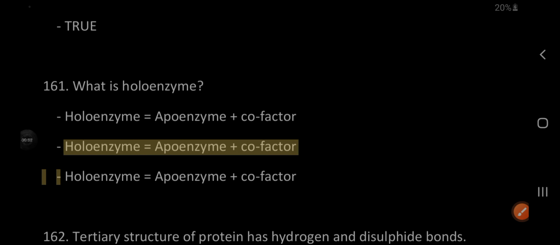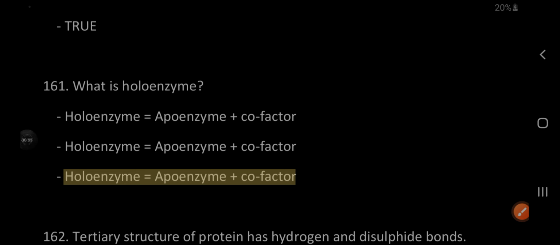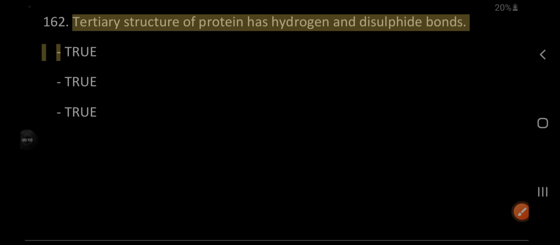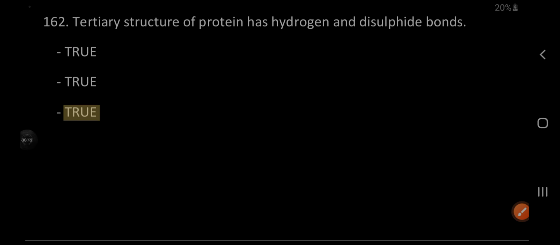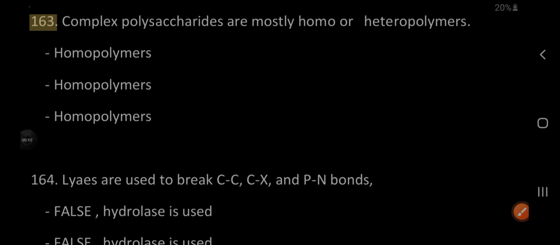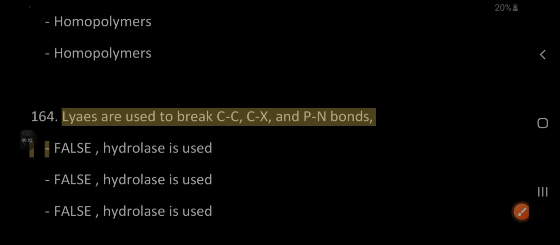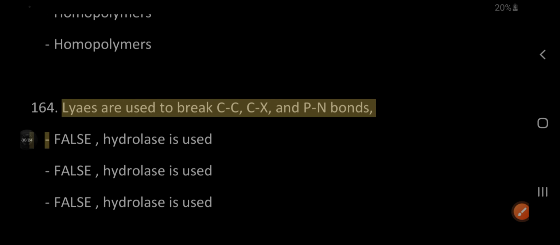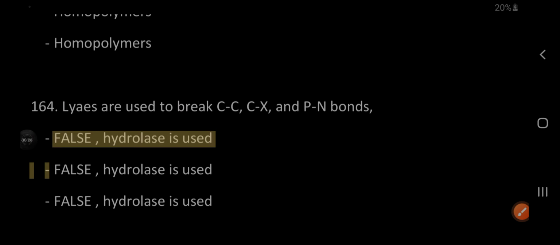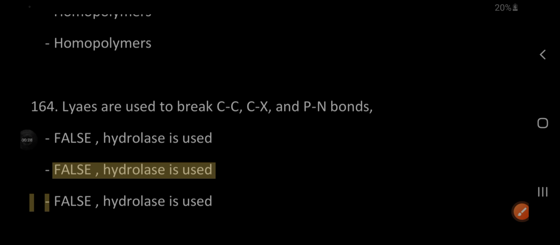162. Tertiary structure of protein has hydrogen and disulfide bonds. True. 163. Complex polysaccharides are mostly homo or heteropolymers. Homopolymers. 164. Lyases are used to break C-C, C-X, and P-N bonds. False, hydrolase is used.